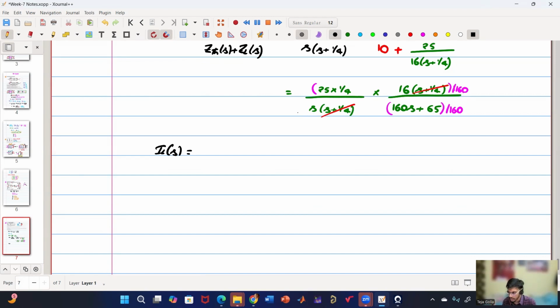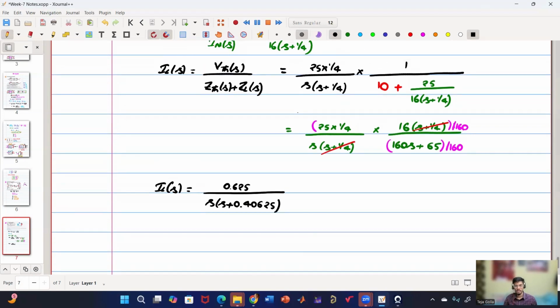Once you do this, in the numerator, sorry, you will not get 100. In the numerator, you will get 0.625, by S into S plus 0.40625. Is this clear? Just check whether you are getting the same answer or not. I have divided by 160.